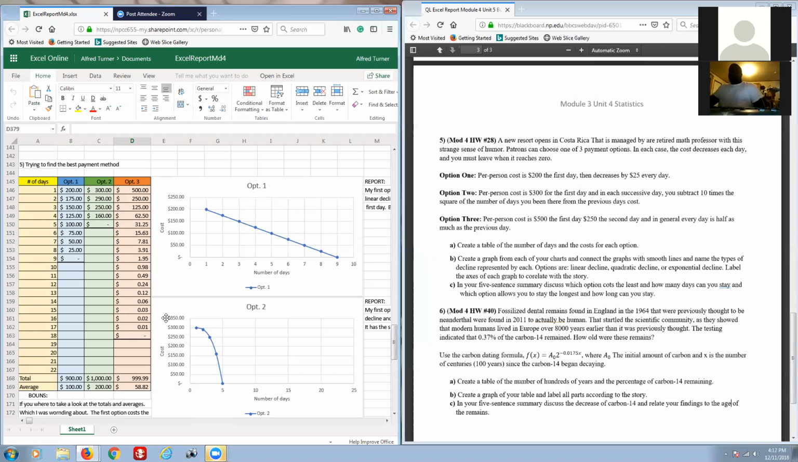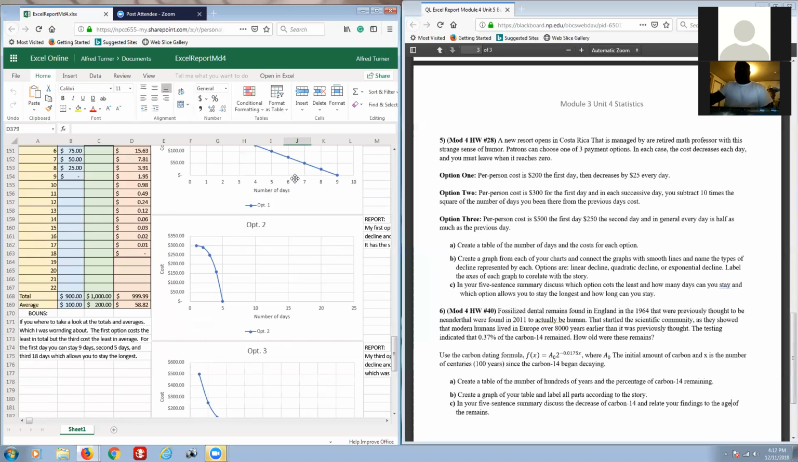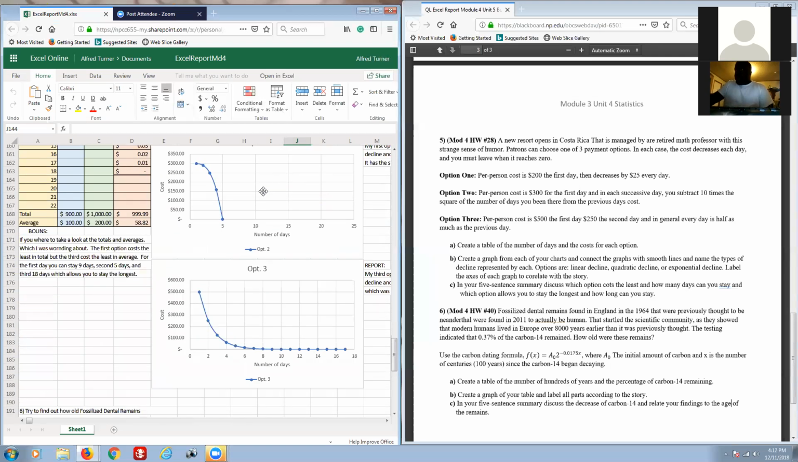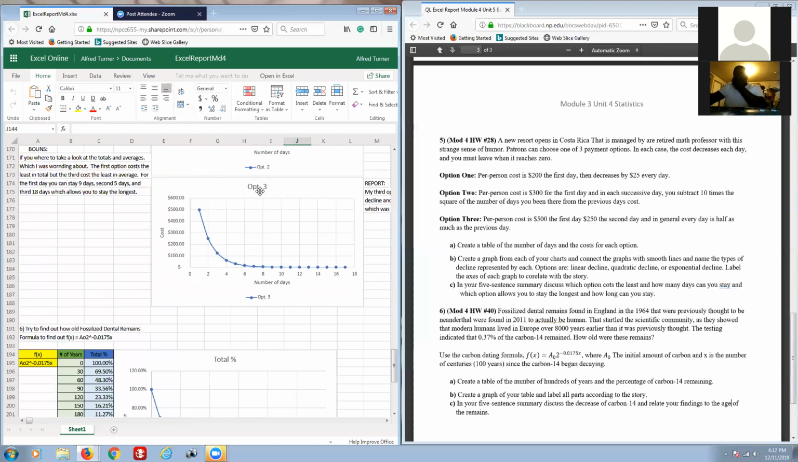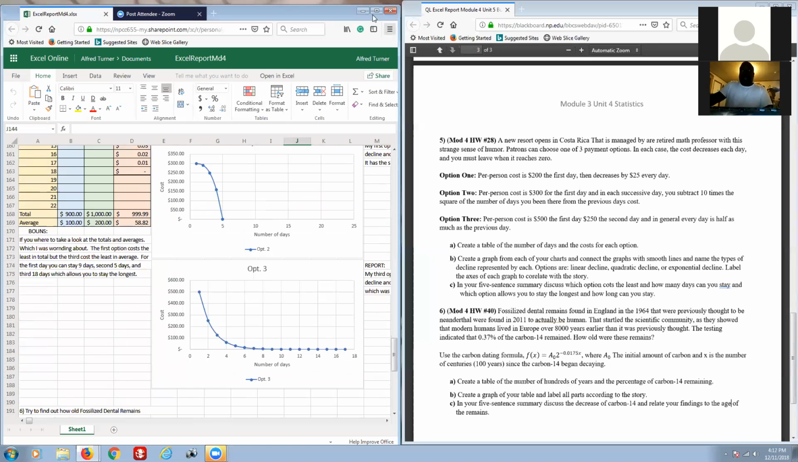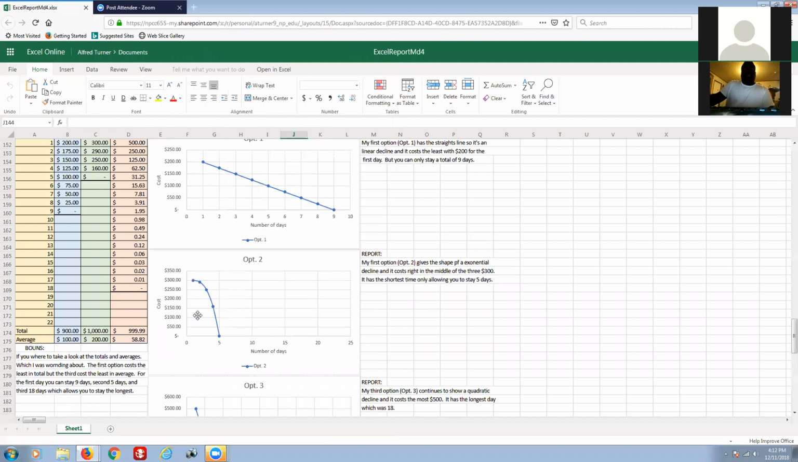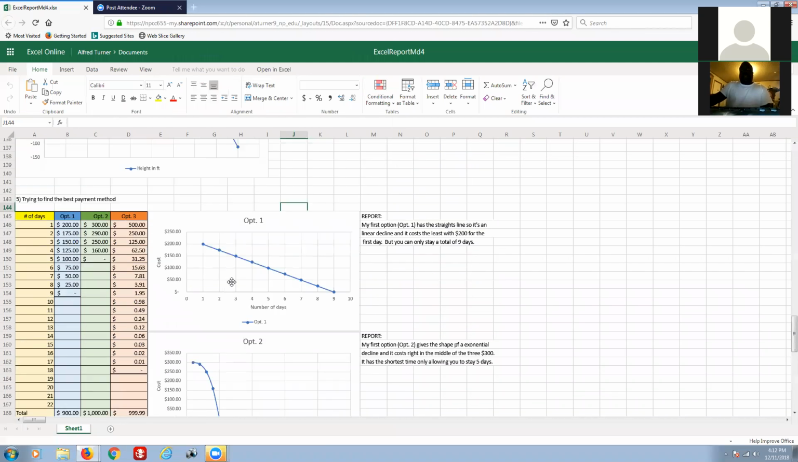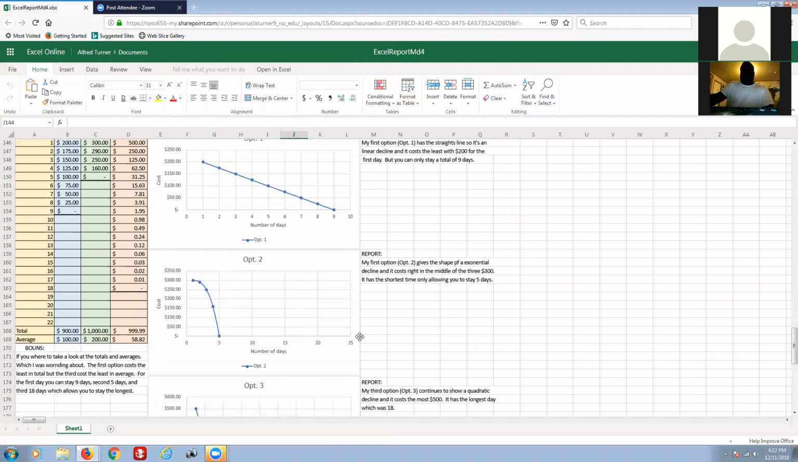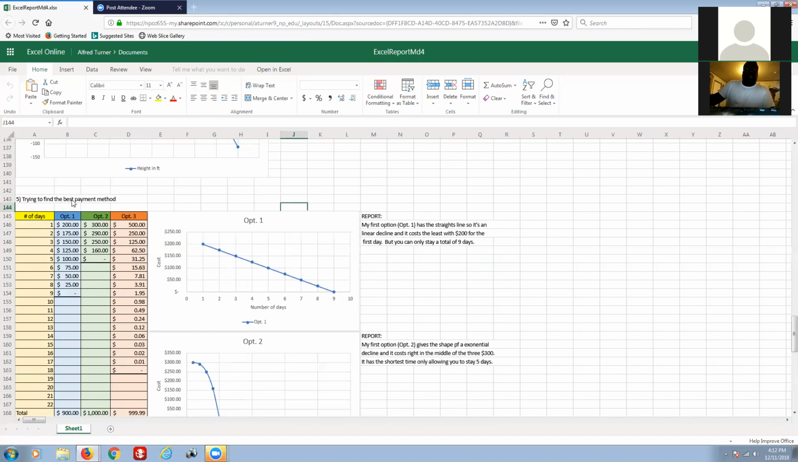I'm going to create a table, I'm going to create a graph, and then I'm going to explain everything that's going on. Okie dokie. Number 5. And you can clearly see that I took option 1, option 2, and option 3, and I wrote different things about them all. I even gave them a little bonus, trying to find the best payment method and the number of days.